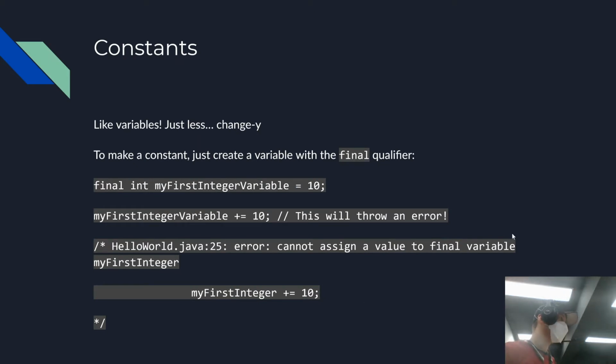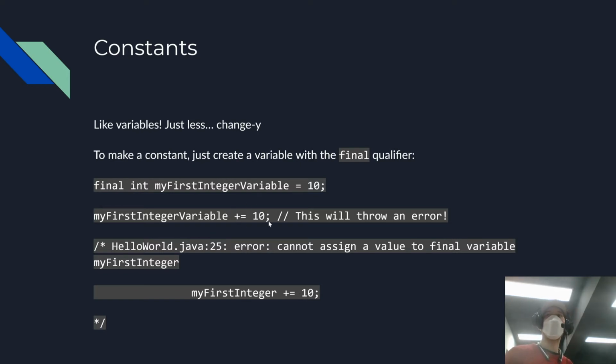Constants. They're the same as variables, except you cannot change them. They are constant. They do not change. To make a constant, it's the same as a variable, except before you specify the data type, you say final. Okay? If you do that, you're done. It's constant, it cannot change.